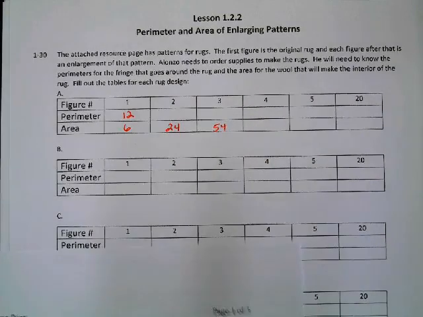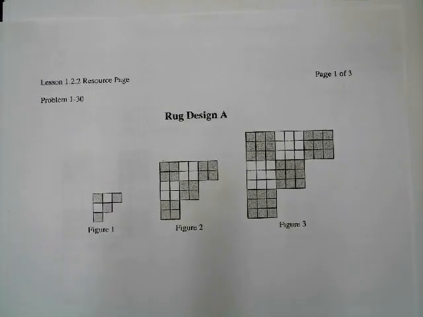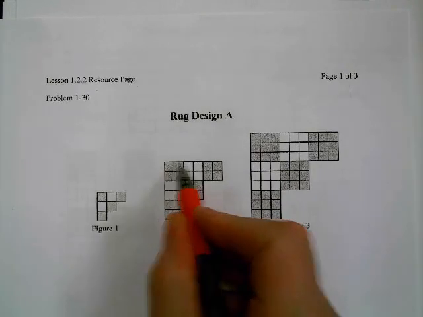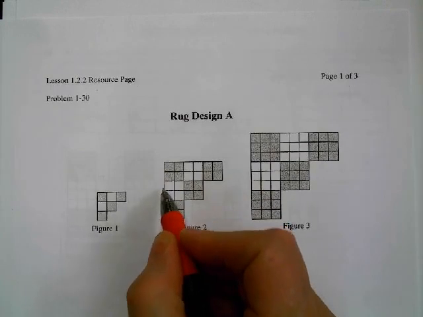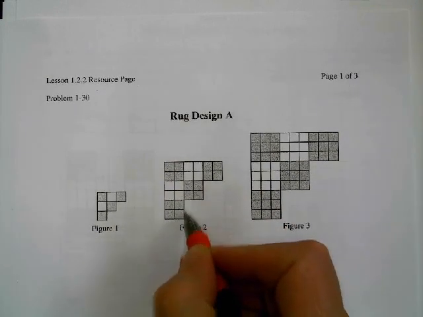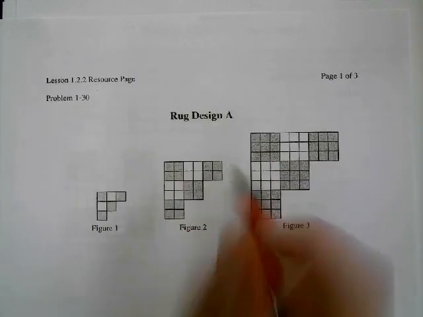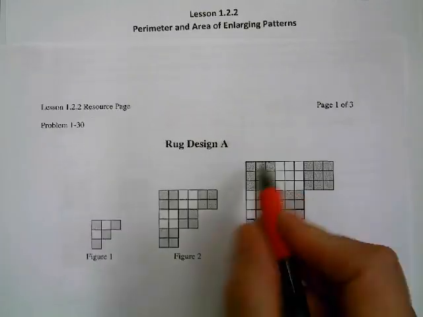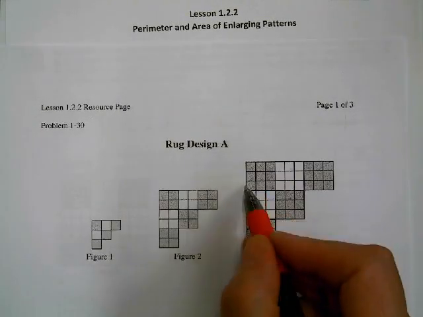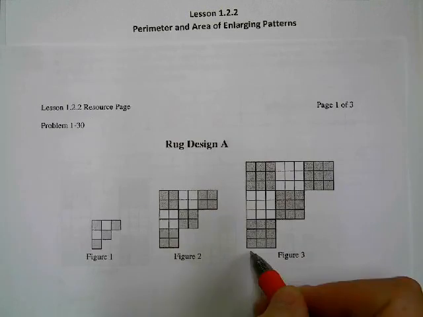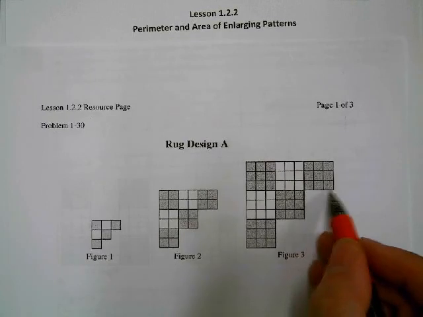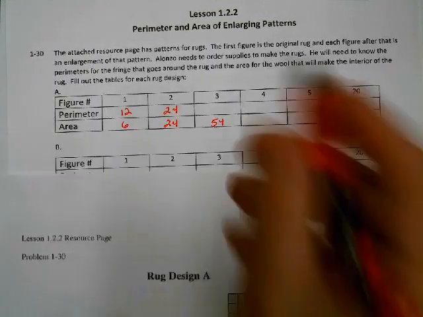Oh, I skipped stuff, didn't I? I forgot to do the perimeter. Okay, so rug design A, figure 2. 1, 2, 3, and so on, up to 24. Looks like we've got 24 for our perimeter there. And then here, our perimeter, 1, 2, 3, and so on, up to 36. So we get 36 there.